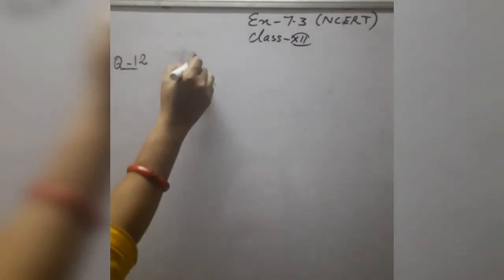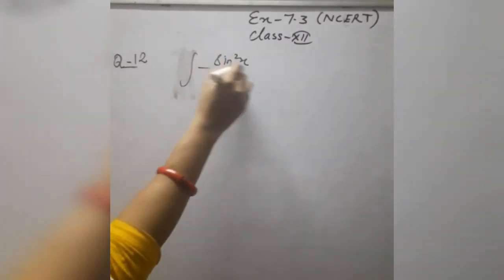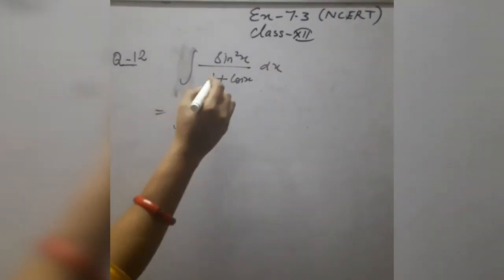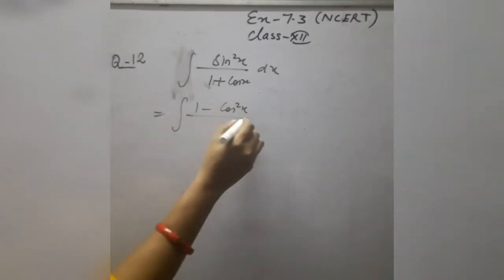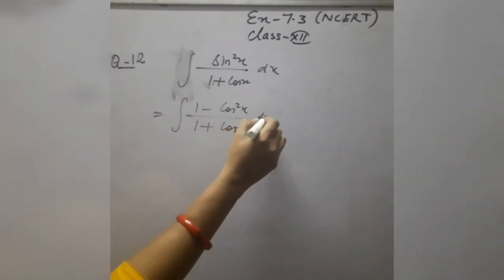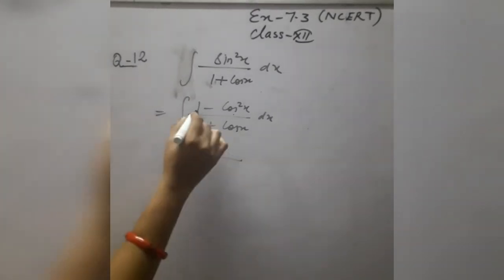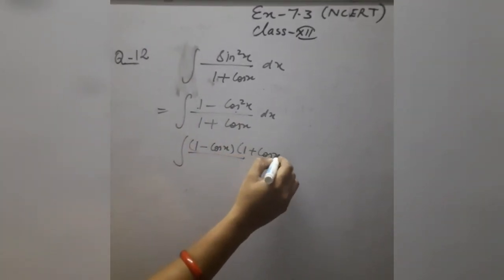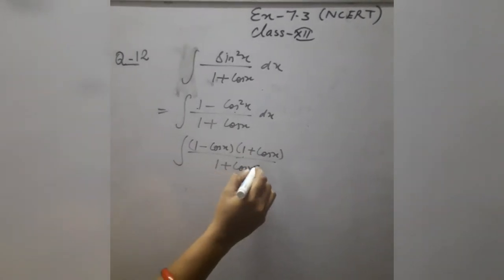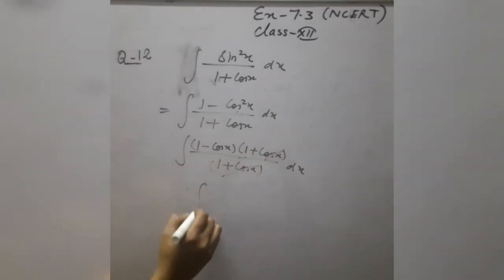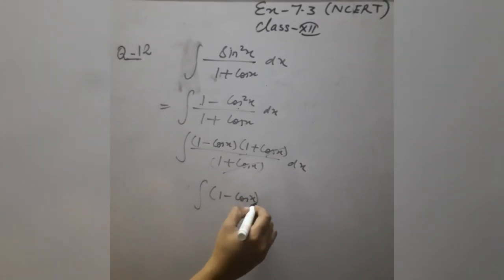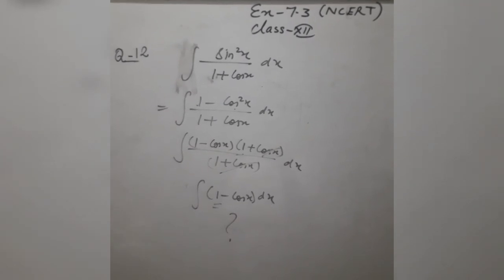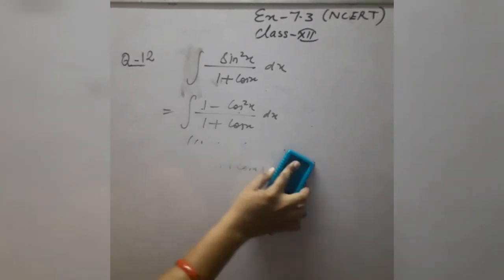In question number 12, the statement is: find the integration of sine square x divided by 1 plus cos x. Here this sine square x can be written as 1 minus cos square x, and all of you know that by using the identity a square minus b square, this 1 minus cos square x can be written as (1 minus cos x) into (1 plus cos x). This 1 plus cos x is cancelled with 1 plus cos x, so the remaining function is 1 minus cos x, and very easily you can integrate it. Integration of 1 is x, integration of cos x is sin x. So you will complete it. Next, question number 13.